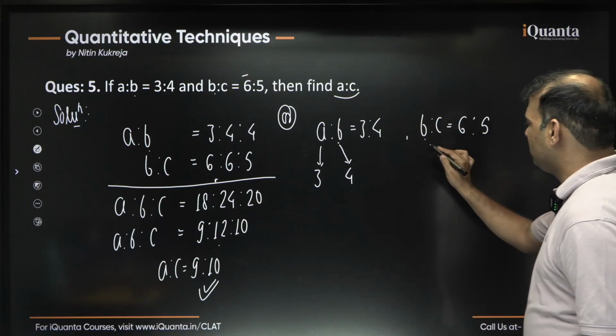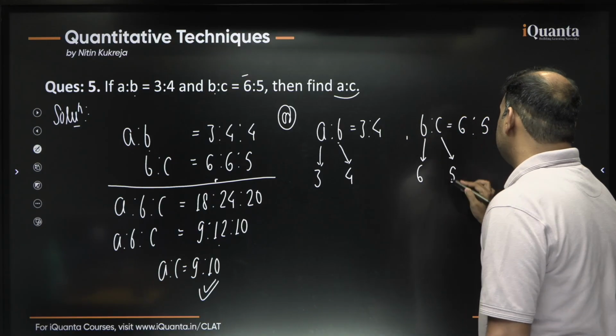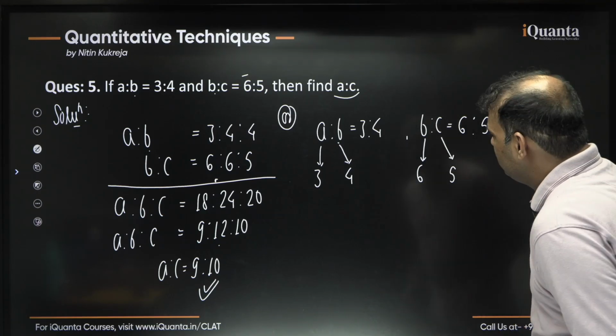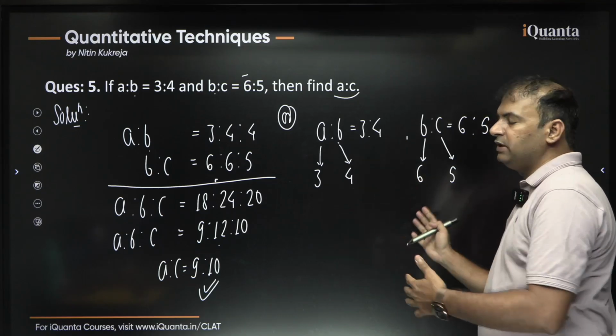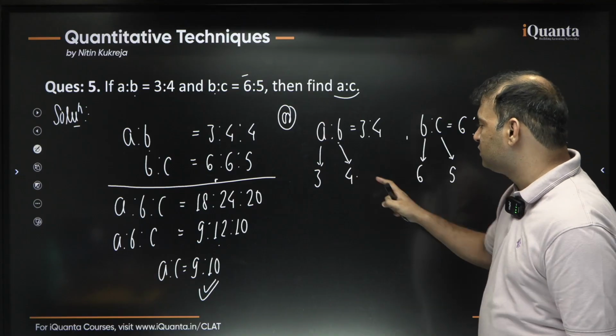In this one, we can say similarly, if B is 6, then C is 5. Okay, guys? I'm not saying B is 6 and C is 5. I'm saying if B is 6, then C is 5. Now we can equate the values of B because B is the common link, right? But guys, B is not the same here. You can see that B here is 4 and here is 6.